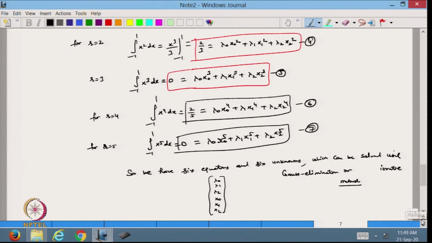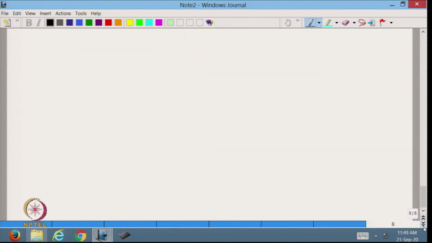way we solve the system of equations, and if we solve this one, then the answer we are getting is: x naught is minus square root of 3 by 5, x1 I am getting 0 and x2 is square root of 3 by 5. The value of lambda naught we are getting 5 by 9, lambda 1 we are getting 8 by 9 and lambda 2 we are getting 5 by 9.